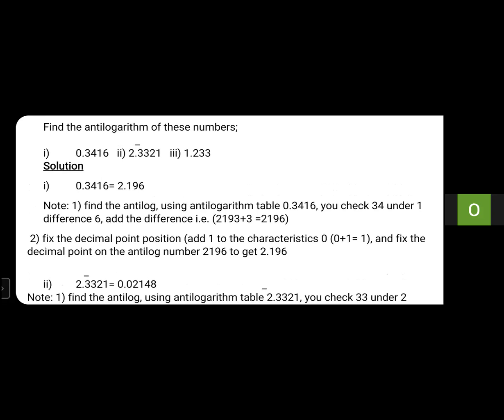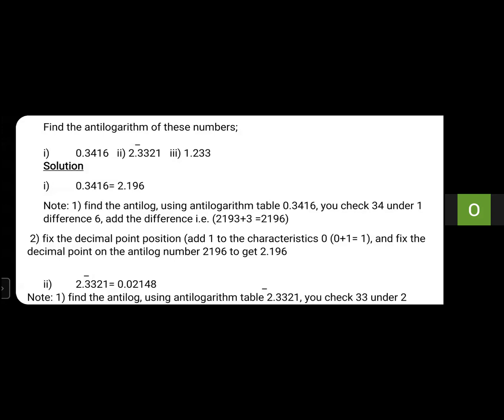Okay, after getting 2196, the next thing to do is fix our decimal point position. How to fix our decimal point is you add 1 to whatever characteristic you have. Now, that is when you have a positive characteristic. In the case where you have a minus as your characteristic, something else applies. But in the case of a positive characteristic, in this example we have 0 as our characteristic, which is a positive characteristic. Do you get it? Yes, ma'am. Now, what happens is that you add 1 to that characteristic. If the characteristic, for example, is 4, you add 1 to it and you get 5. If you get 5, you put the decimal point after the 5th digit.